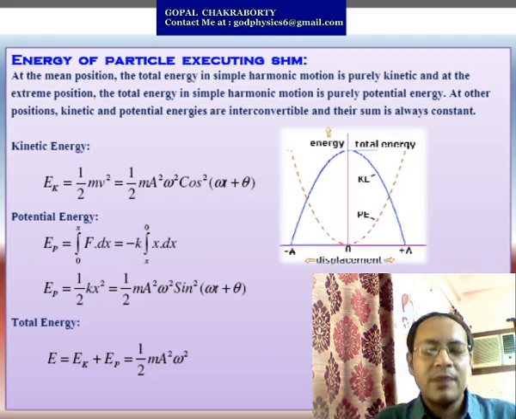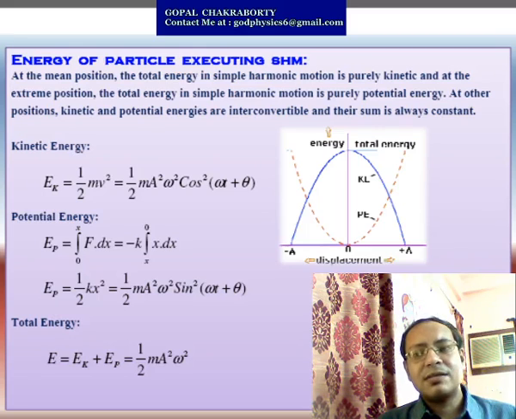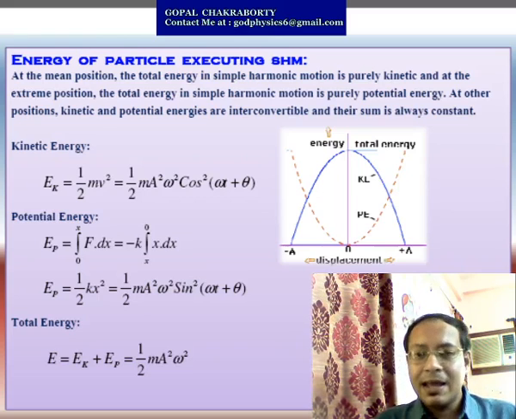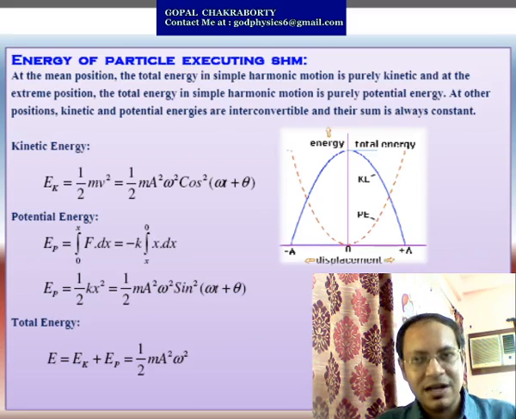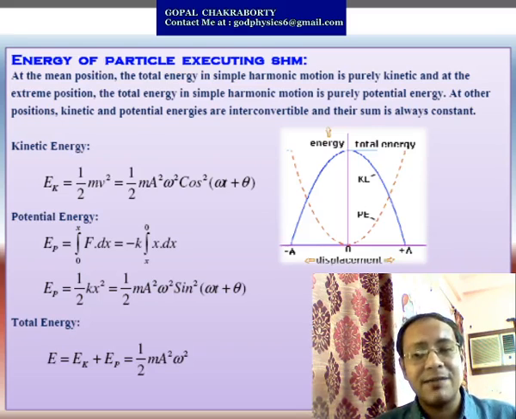Now you just sum up your kinetic energy and potential energy. You can find out that sine square theta plus cos square theta will be 1. So you can take common half m a square omega square. Each term of this expression is a constant, because m is the mass of the particle, a is the maximum amplitude of oscillation, which is also a constant, and omega is the natural angular frequency of oscillation. So all these are constant. So we prove that the total kinetic energy and potential energy, that means the total energy of the system, is conserved.